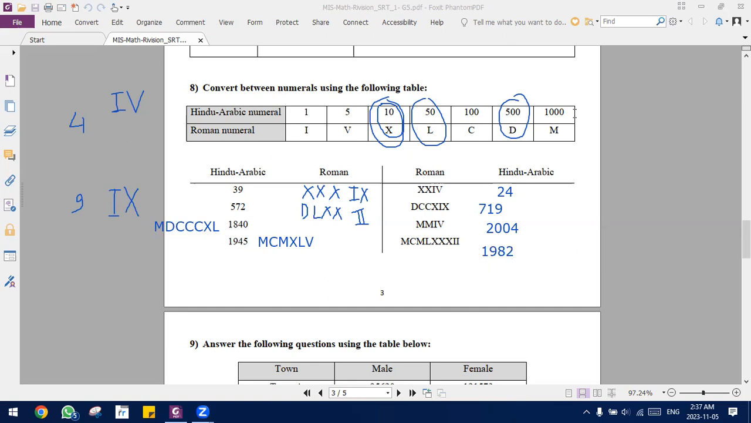So you don't have to memorize the table. It will be given, but you need to understand how to use it. And especially for 4 and 9, whenever you see digit 4 or digit 9, you should directly think of subtraction.